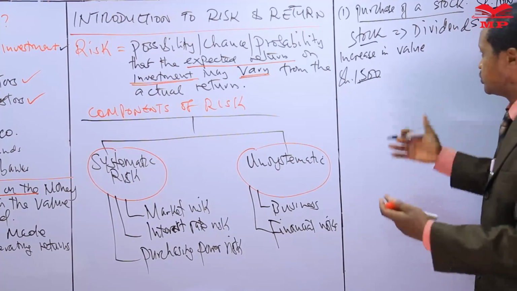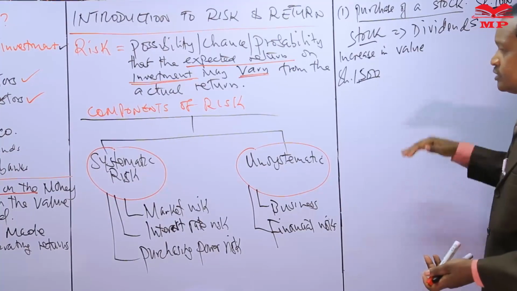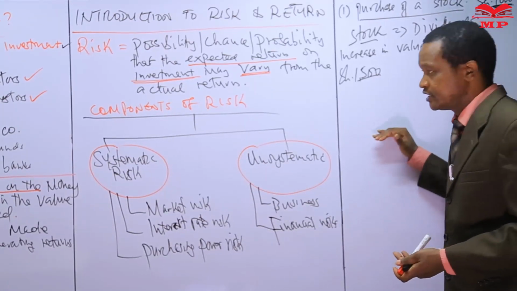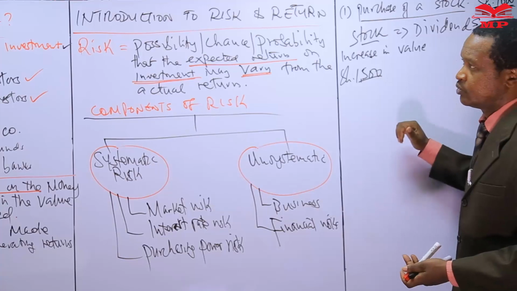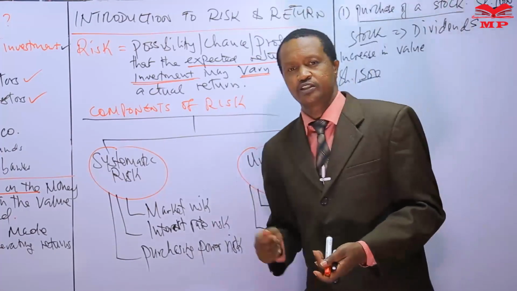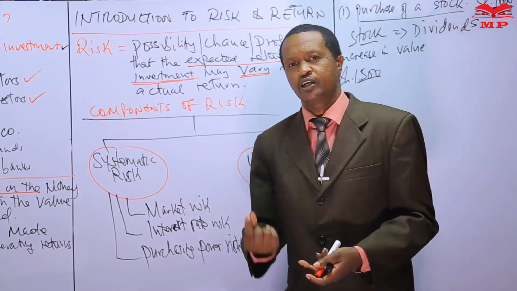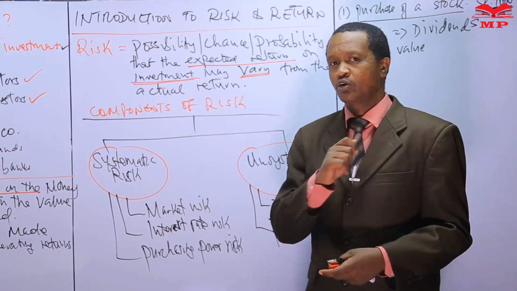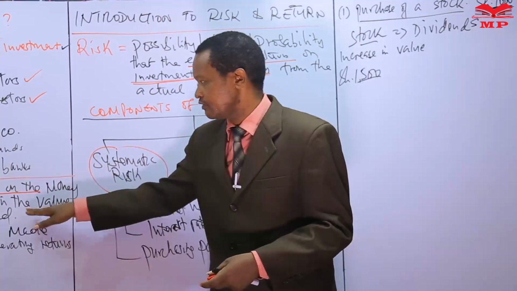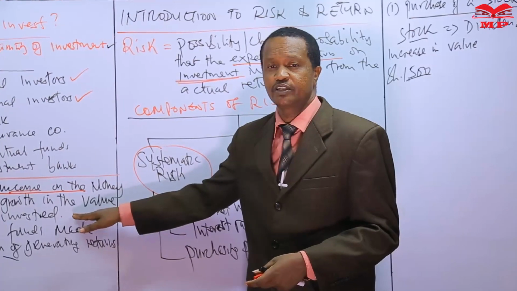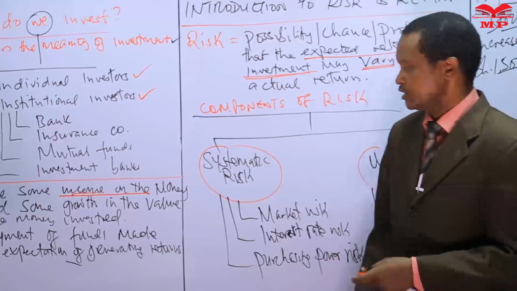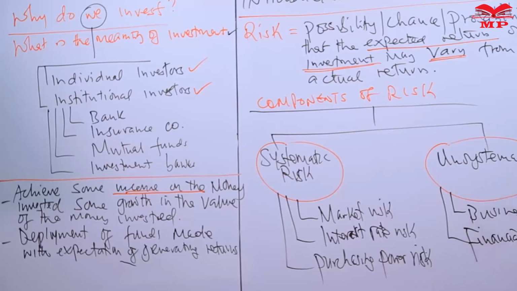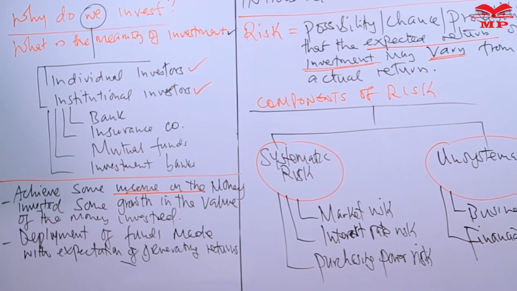So these are the main reasons why an investor may purchase stock. It may be a bond. It can be any other financial asset. So why do we invest? We invest so that we may have return on investment, income on a periodic basis, or investment may be made so that the value of that investment may increase after a certain period of time. And I've defined the meaning of investment as deployment of funds made with expectation of generating returns.